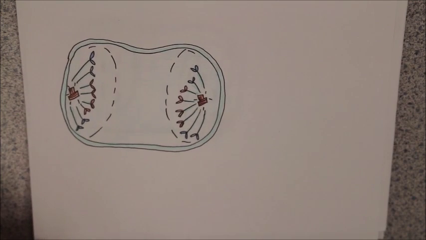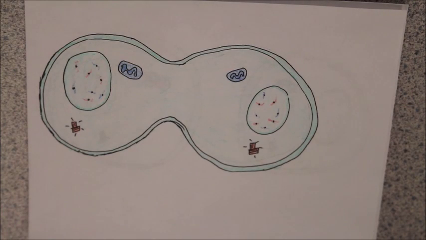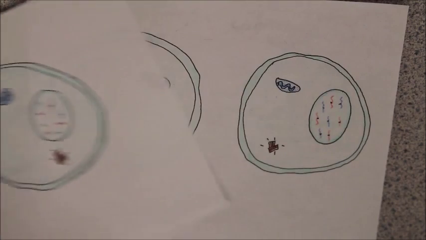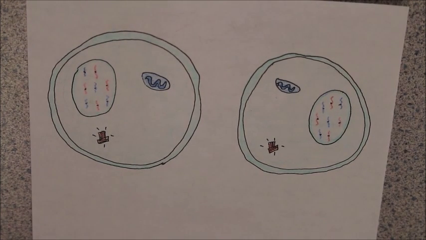Then, during the last phase of mitosis, which is the telophase, the nucleolus forms around the chromosomes at the opposite ends of the dividing cell, and chromosomes decondense. The organelles also reform. At last, cytokinesis divides the cell into 2 identical daughter cells.